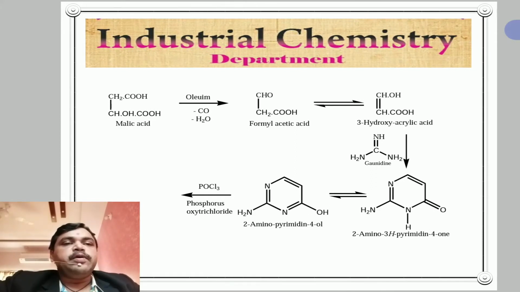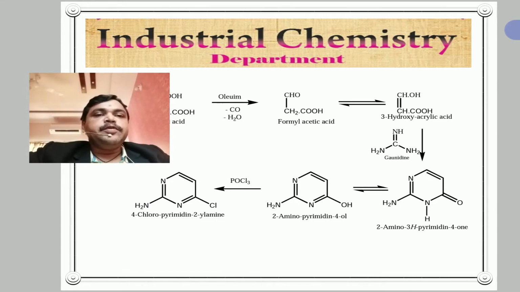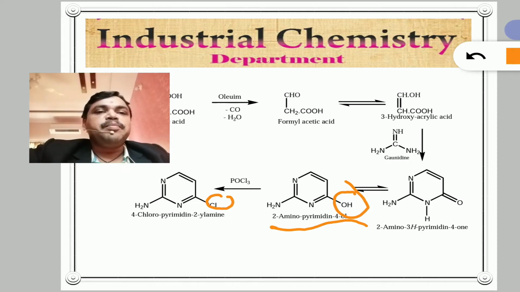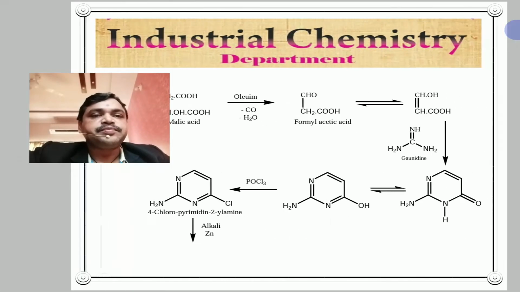Now this 2-aminopyrimidin-4-ol is treated with POCl3, phosphorus oxychloride. So we get 4-chloropyrimidin-2-amine. It is noted that in this step the OH group is converted into a chloro group with the help of POCl3, phosphorus oxychloride. So we get 4-chloropyrimidin-2-amine.